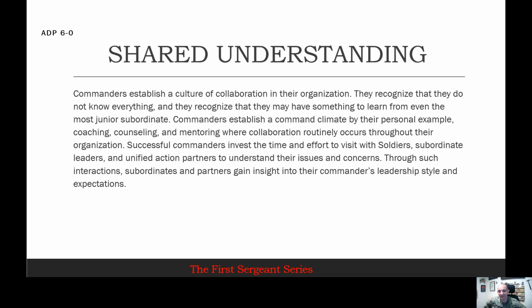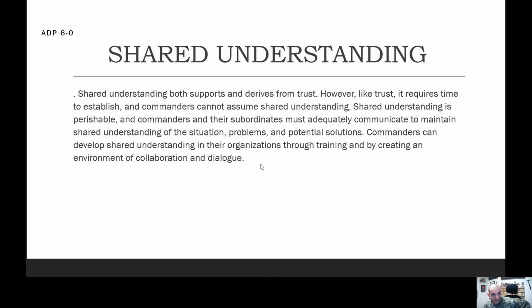Commanders establish a command climate by personal example, coaching, counseling, and mentoring. Routine interaction occurs throughout the organization. We have to do that. This is a huge part of counseling. And I'm telling you, it goes all the way back to your initial counseling. You have to set the tone. This is what we're about. This is the intent. This is how we expect you to act and think. Through such interactions, subordinates and partners gain insight into the commander's leadership style and expectations.